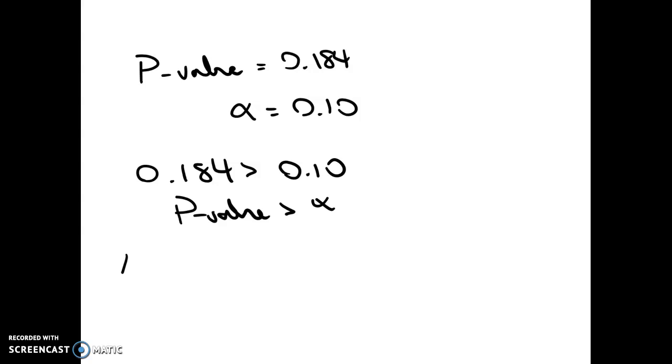Or what we say is, the p-value is not low, so the null must go, or fail to reject H sub 0.